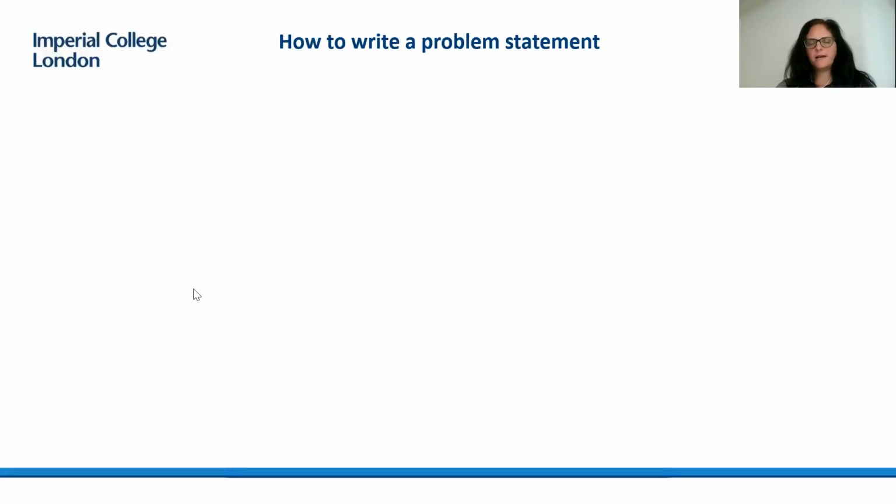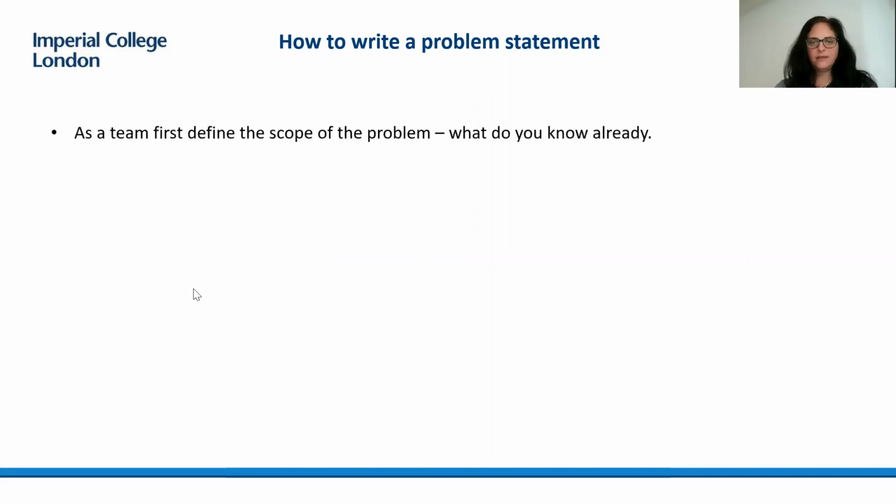Let's think about how we're going to write a problem statement. So, first of all, getting all team members together in a workshop setting or a meeting. Define the scope of the problem. What is the starting point? What is the ending point? What do we already know about this problem?